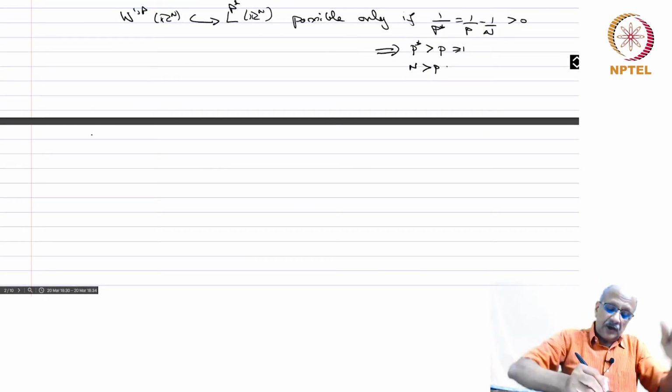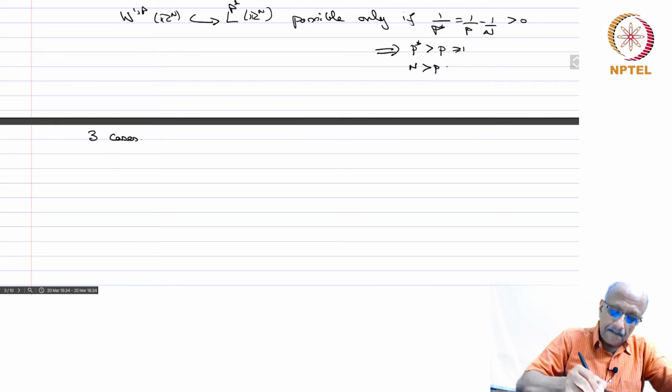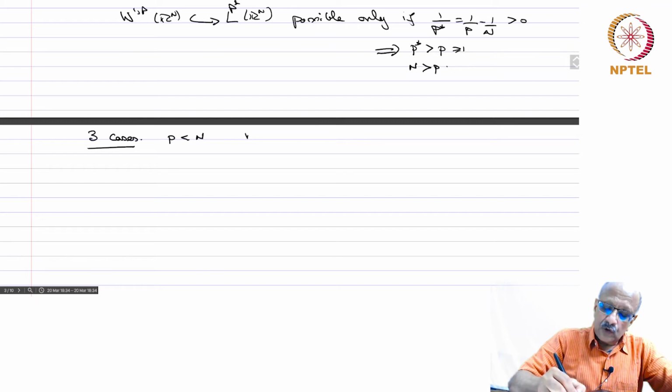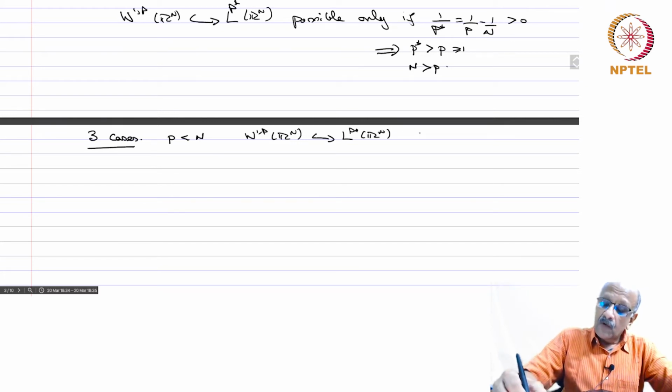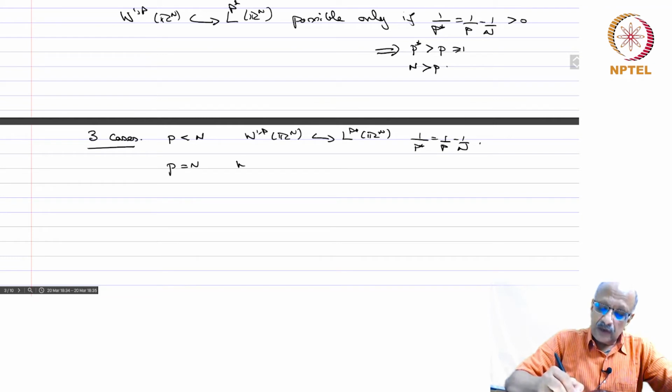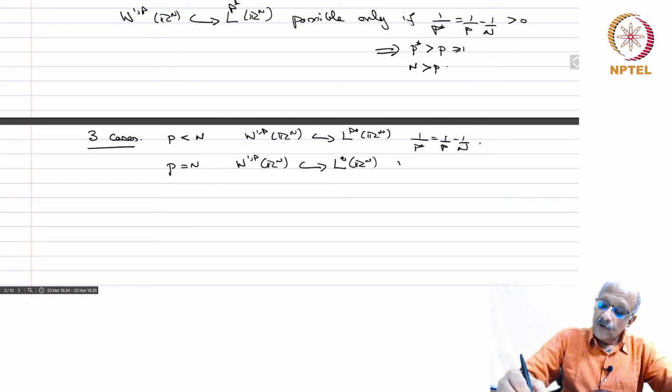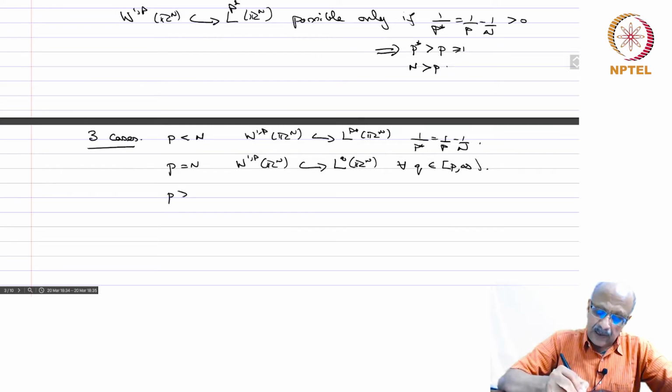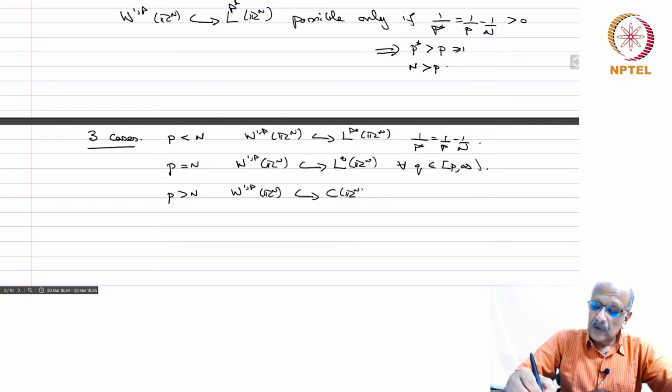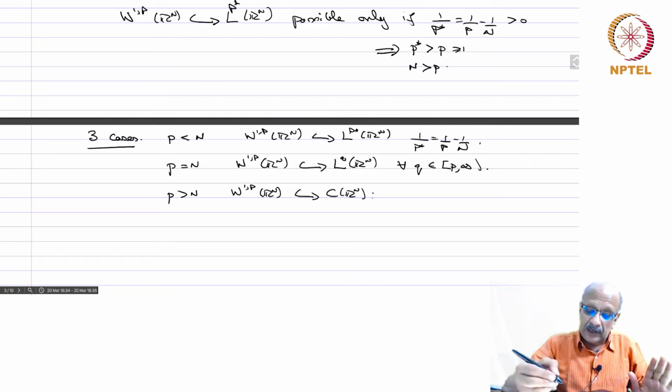So we will therefore restrict our attention to 3 cases. If p is less than n, we will show that W^{1,p}(R^n) is contained in L^{p*}(R^n) where 1/p* = 1/p − 1/n. If p equals n, we will show that W^{1,p}(R^n) is in fact contained in L^q(R^n) for all q belonging to [p, ∞), and infinity is excluded. And if p is bigger than n, you can show that W^{1,p}(R^n) is contained in C(R^n). In fact, much more: Hölder continuous and various differentiability properties depending on how big p is and so on. So these are the three kinds of theorems which we will use.